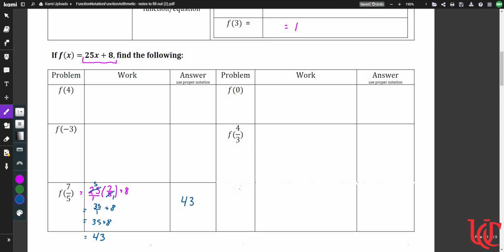The next one, the other fraction that we have is f of 4/3. We can do that one the same as we did the 7/5. So we're going to rewrite the problem. So we have 25. And then I'm replacing the x with the 4/3. And then I have a plus 8. So we're going to make that into a fraction. We are going to do the simplifying. In this case, 3 does not go into 25, so I can't reduce it. So in that case, I'm just going to multiply straight across. So 25 times 4 is 100 over 3 plus 8.